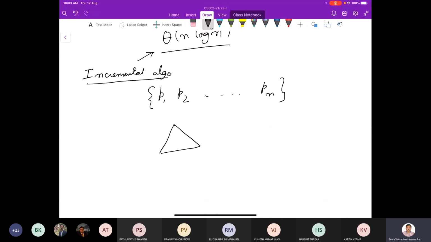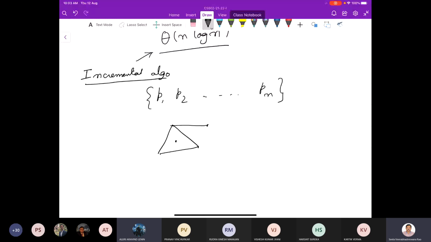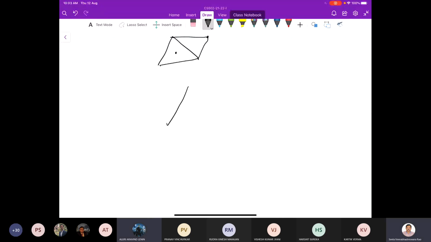That point can be inside this triangle or outside the triangle, 2 possibilities. If it is inside, we do nothing. If it is outside, then we will find the tangents and we update like this. So in general, after computing the convex hull of the first I points, I assume that this is the convex hull of I points and I'm denoting it by CHI.